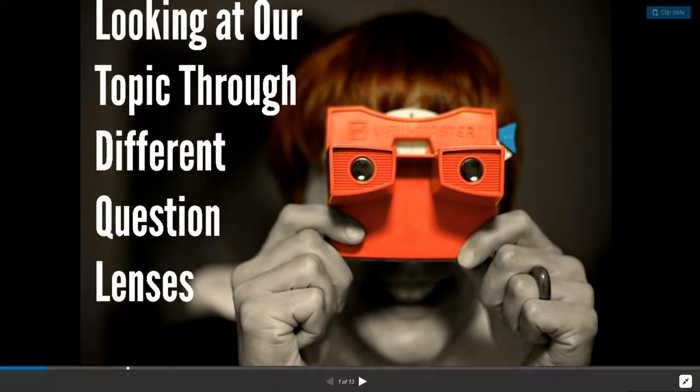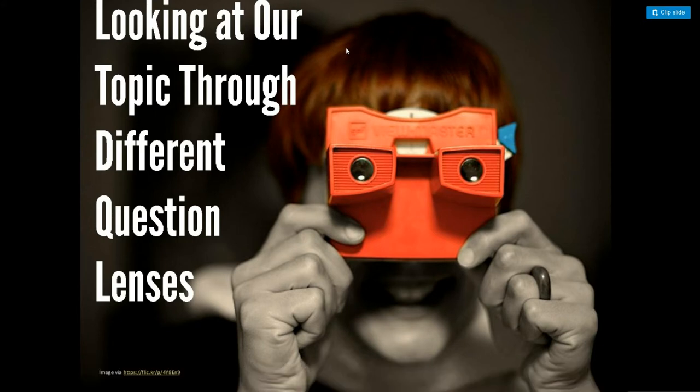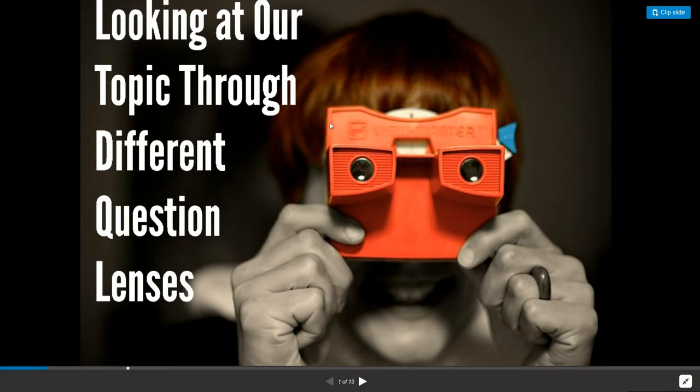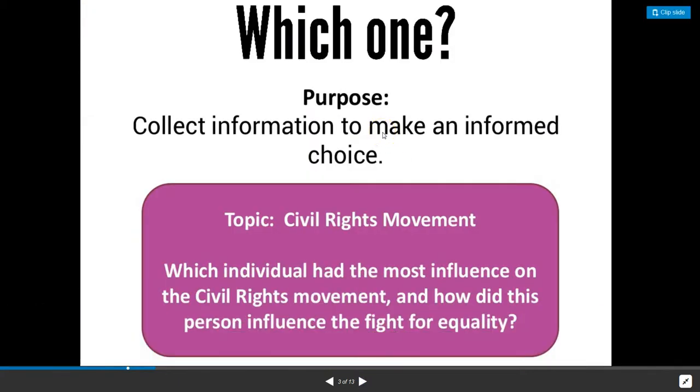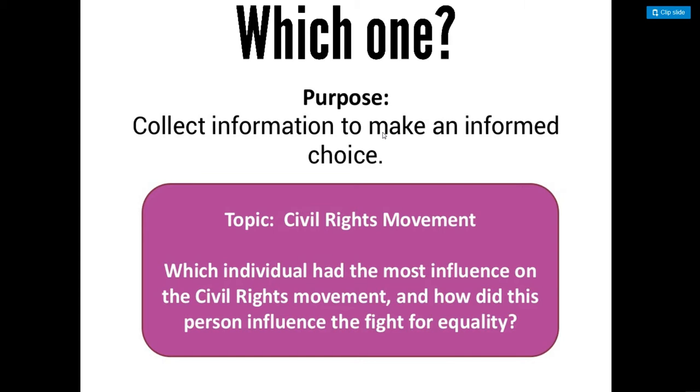So question lenses are designed just to help us think about how we might look at our topic through different eyes. How might framing our topic through these different question lenses help us get, again, a focal point for our topic? So let's take a look at how that might help us clarify what we're focusing on with our topic. We have a total of, I think, 5 question lenses, and again, you'll get a handout that you can use to help you work through this.